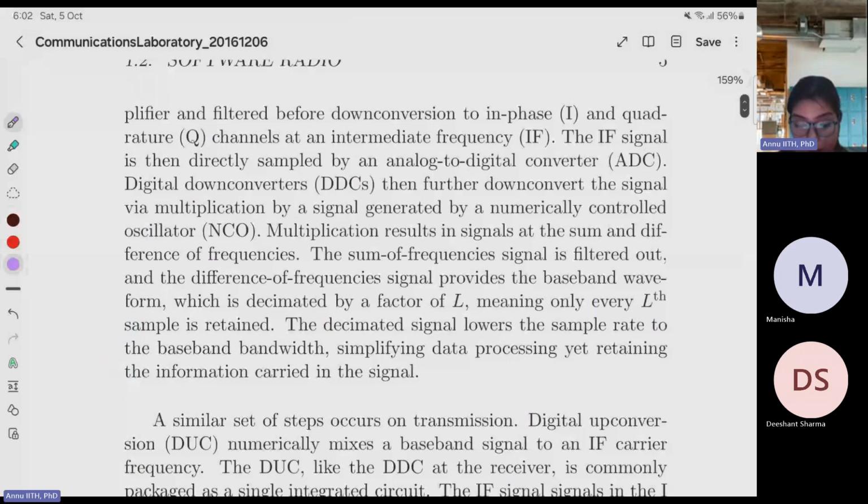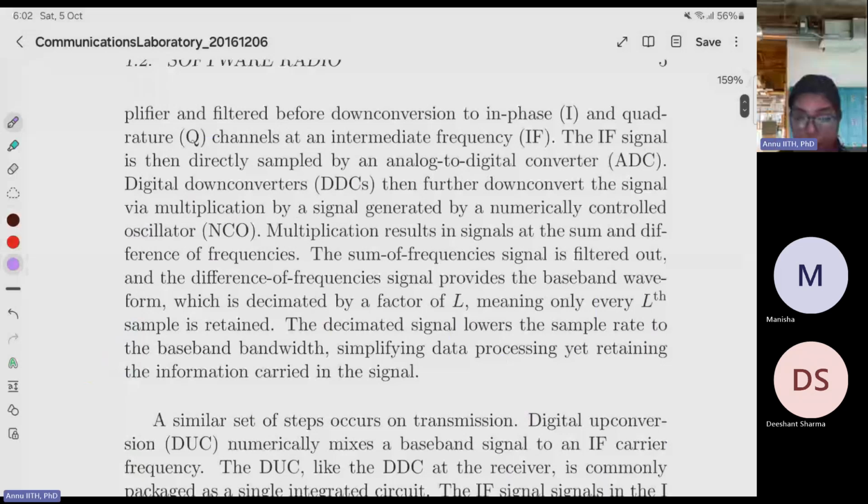A similar set of steps applies on transmission, where digital up conversion numerically shifts a baseband signal to an IF frequency. So digital up conversion and DDC use a digital mixer, and these are the up conversion baseband processors. This can be a baseband processor, so it will only pass through a digital converter followed by a low pass filter.